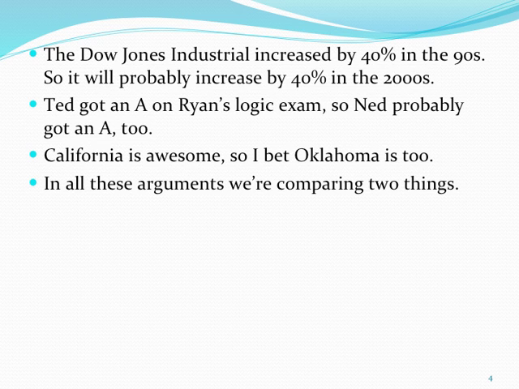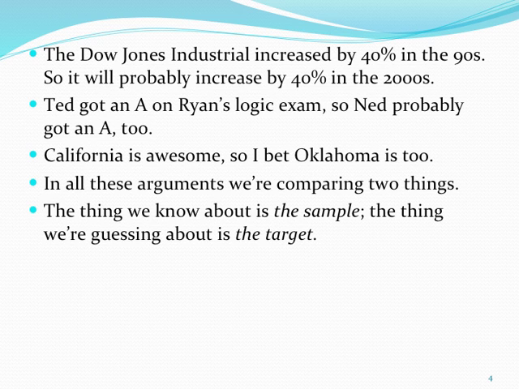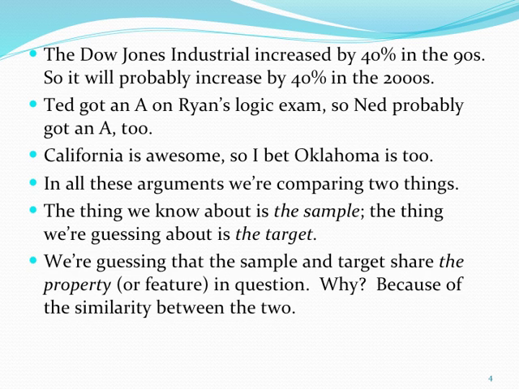Okay, so these are analogies. We're comparing two things. Again, the thing we know about is the sample. The thing we're guessing about is the target. And we're guessing that the sample and target share the property or feature in question. And the strength of the argument, why we think that they share this feature or property, is because of the similarity between the two. That's why it's called an analogy.